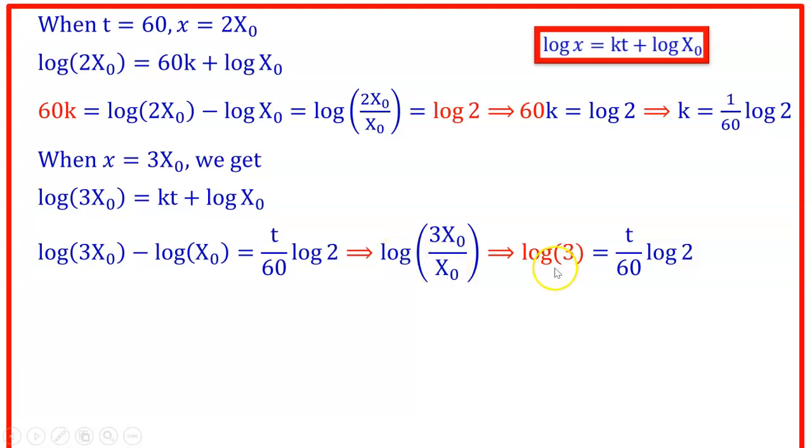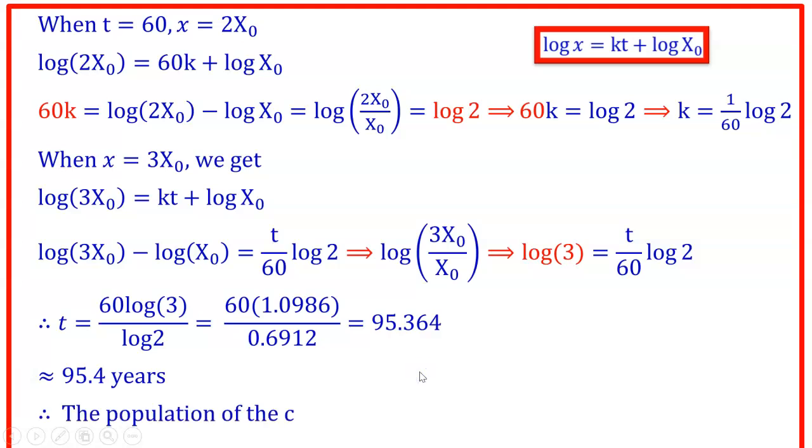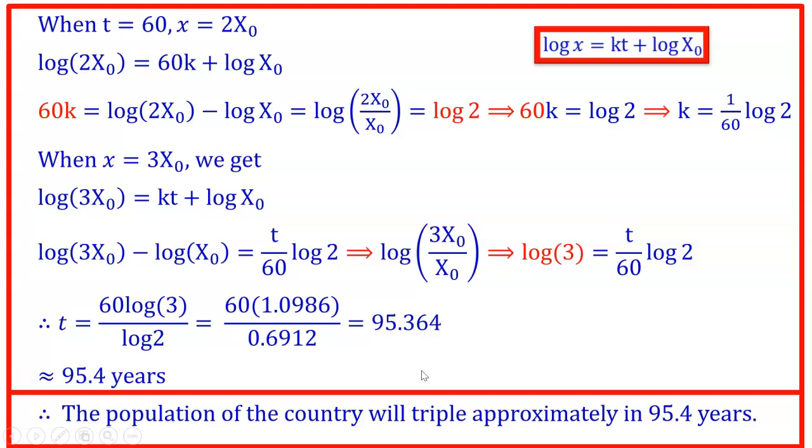x0 gets cancelled. You will get log of 3 is equal to t upon 60 log 2. Hence the value of t is equal to 60 log of 3 upon log 2. But what is the value of log 3? It's 1.0986 upon the value of log 2, that is 0.6912. And after simplification, with the help of the log tables, you will have 95.364. Therefore after 95.4 years, the population of the country will be approximately triple, that is 95.4 years.